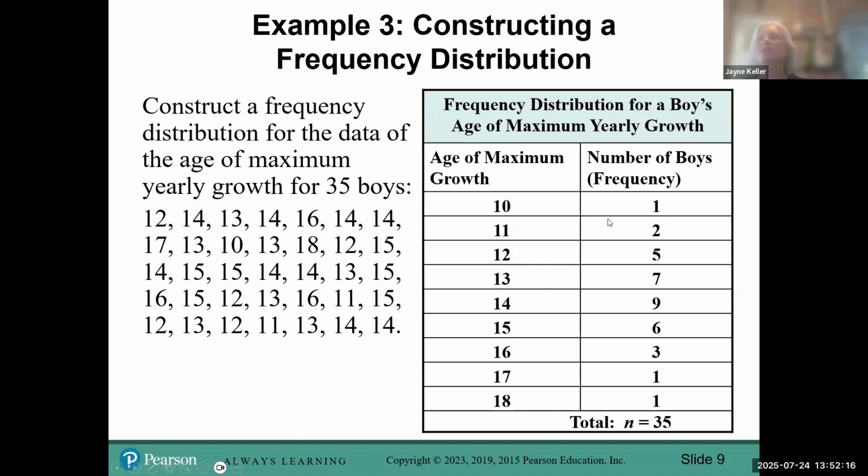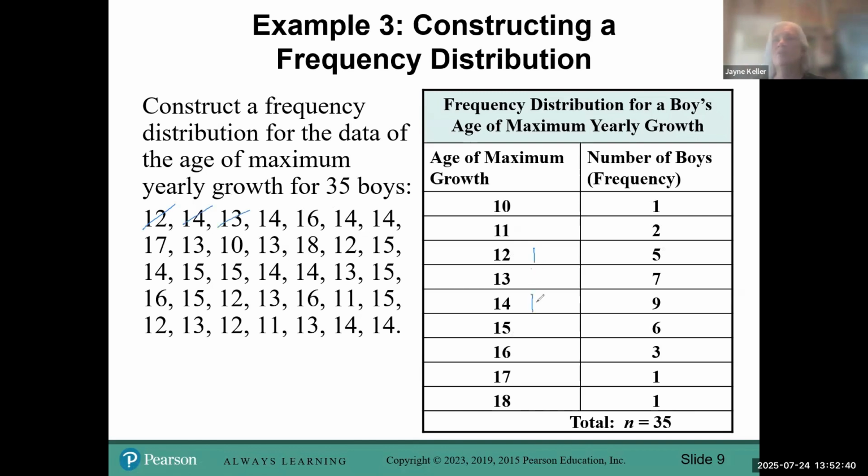And if I was actually making this table here, the way that I would do it is I would use tally marks. So I would just come along here and I'm going to pretend that these aren't here. So I would say, okay, 12, there's a 12. Let's put a tally mark there. We've got a 14.